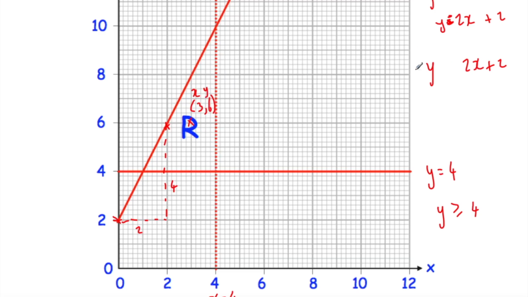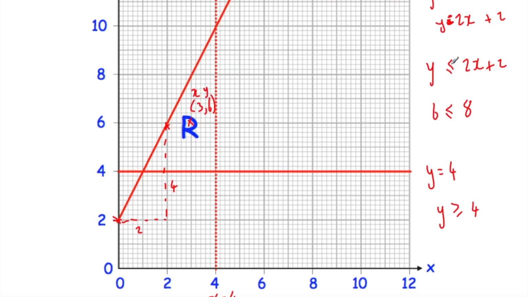So if we put those in, the y is 6. And then we've got 2x plus 2. Well, 2 times 3 is 6, plus 2 is 8. So we want to make sure that we put the inequality sign the right way around. Here we've got 6 is less than 8, so it's going to be less than or equal to. So we've got y is less than or equal to 2x plus 2. And that's it, and that works.